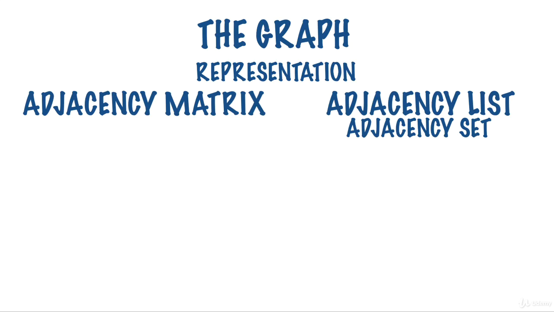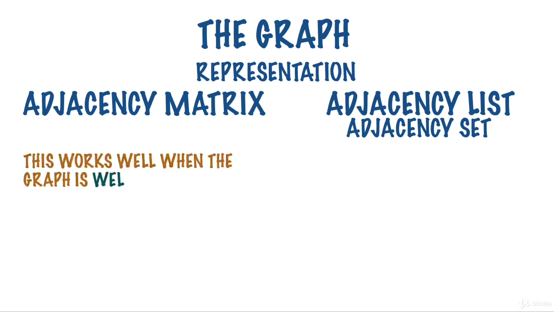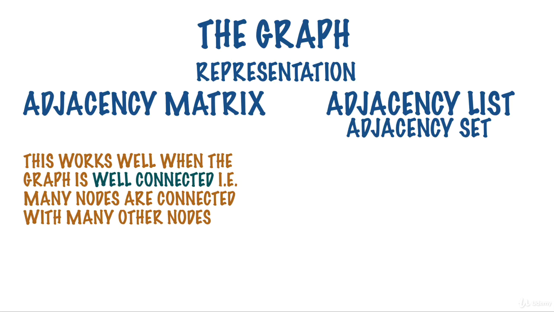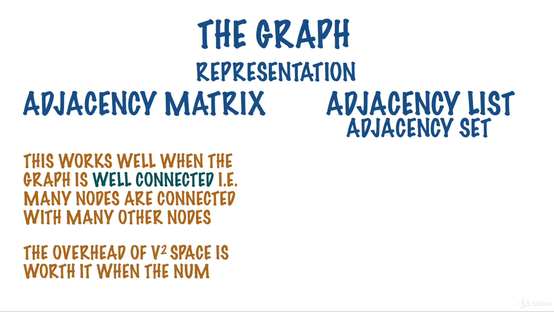The adjacency matrix representation of a graph works extremely well when a graph is well connected. And by well connected, I mean when there are many nodes in the graph which are connected to many other nodes in the graph directly. If there are a huge number of edges in the graph, where a single node can be connected to many other nodes, then an adjacency matrix representation is the most efficient and your best bet.